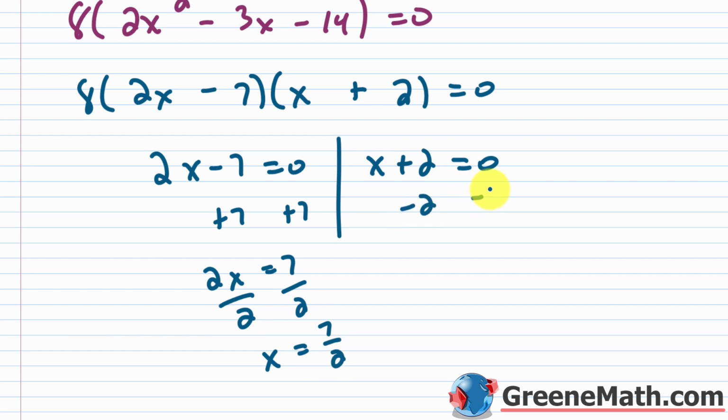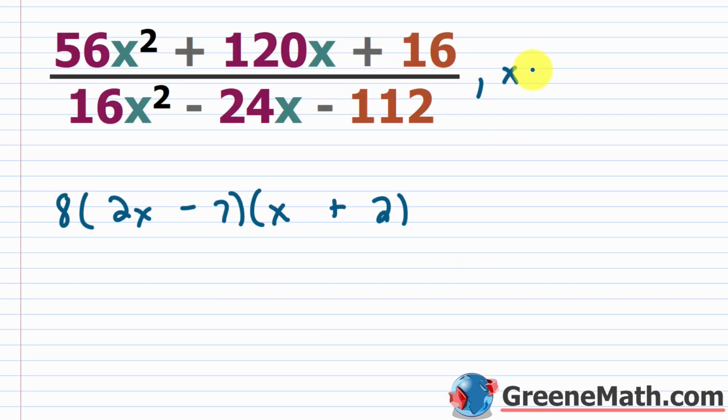I'm going to subtract 2 away from each side of the equation. This is x equals negative 2. All right, so x can't be negative 2 or 7 halves. Okay, so let me list the restriction. X cannot be negative 2 or positive 7 halves, or again, you could write 3.5.